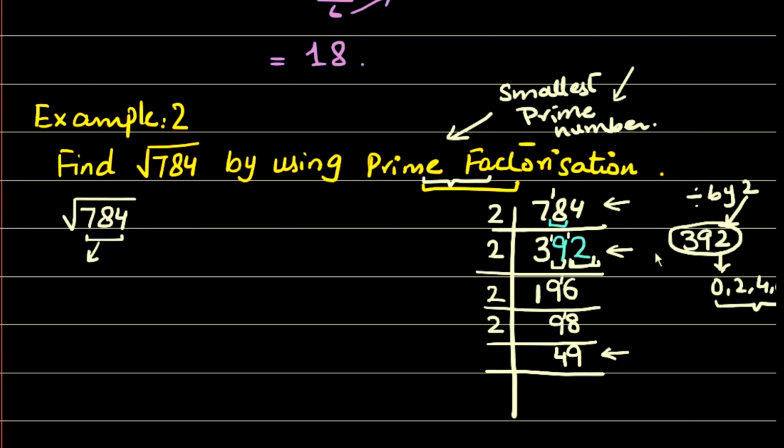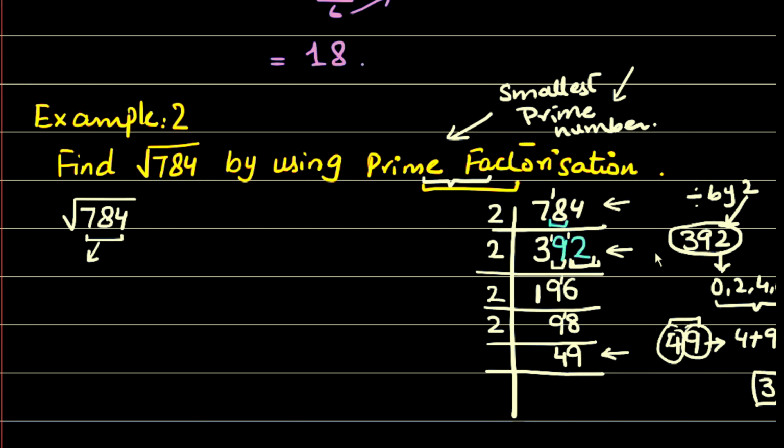So let's check the divisibility rule of 3. The rule of 3 is that for 49, whatever the number is, add the digits. Add 4 and 9. What is the answer? 13. This answer should be a multiple of 3, it should come in the table of 3, or be divisible by 3. It's not divisible by 3.